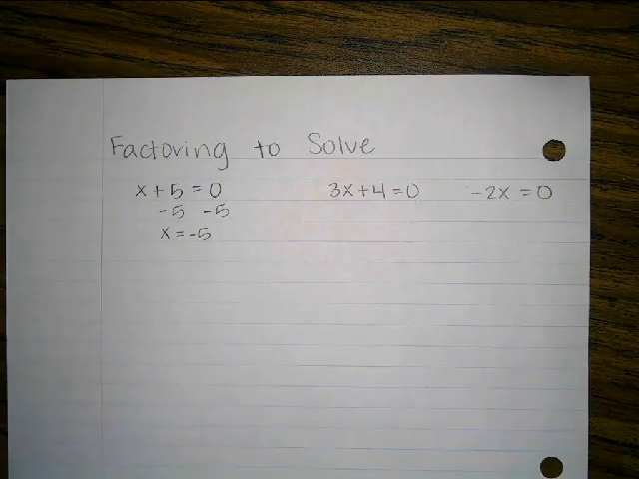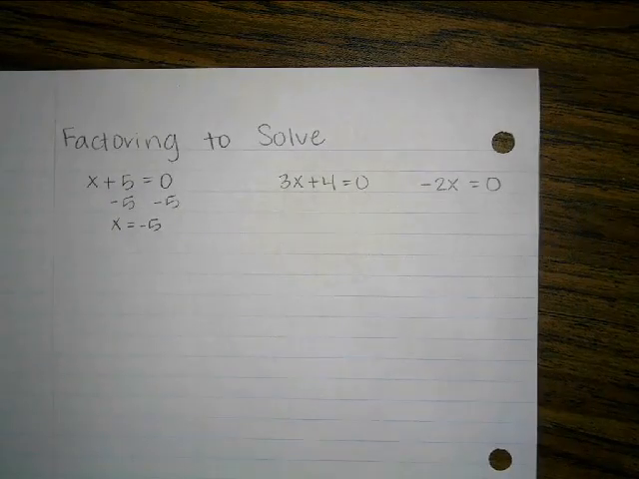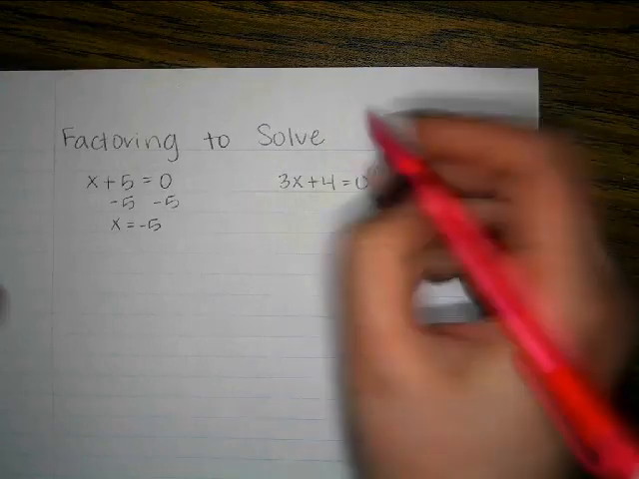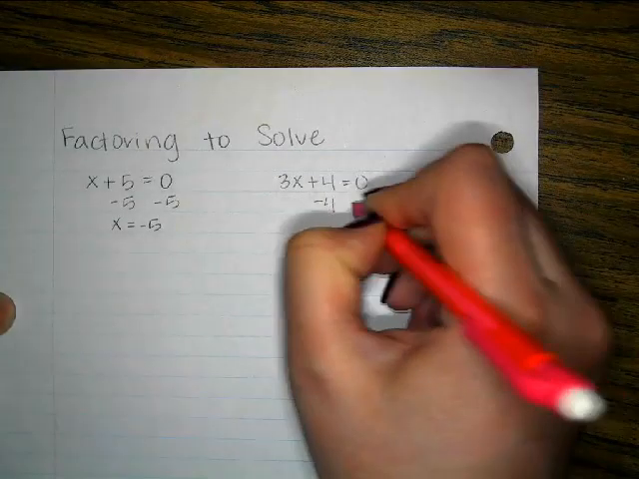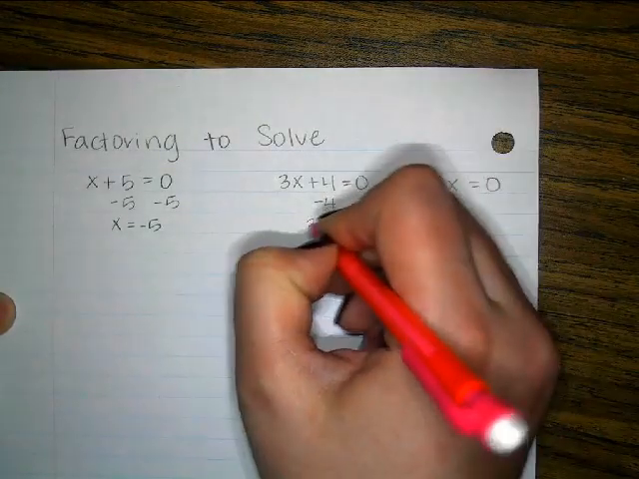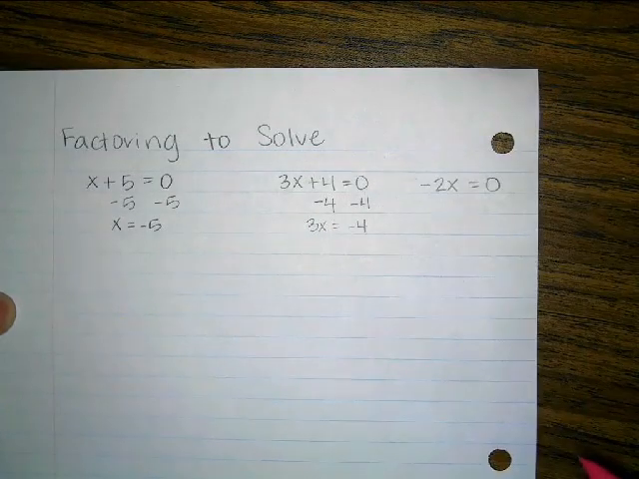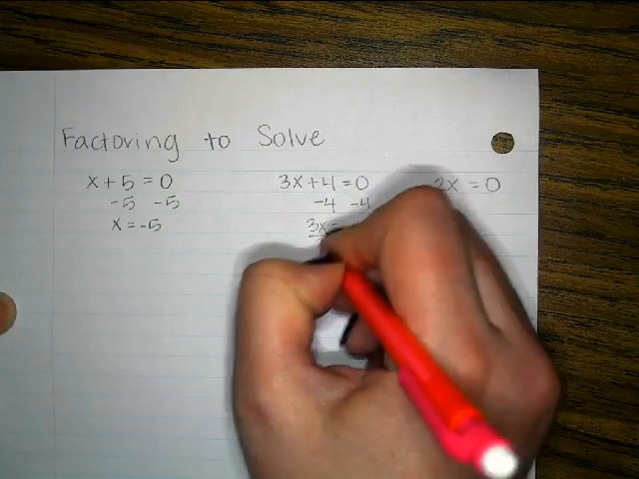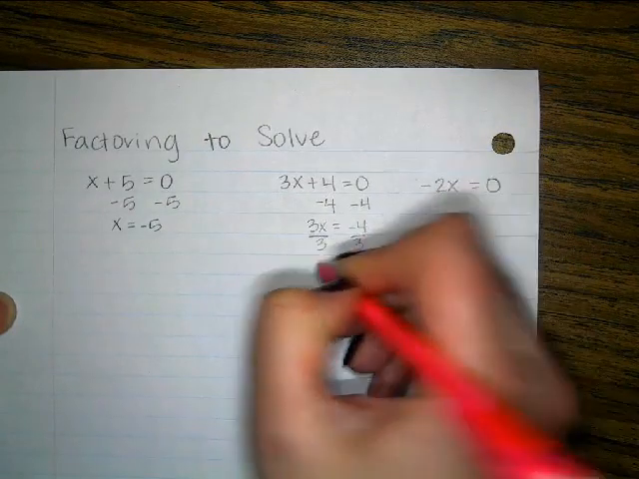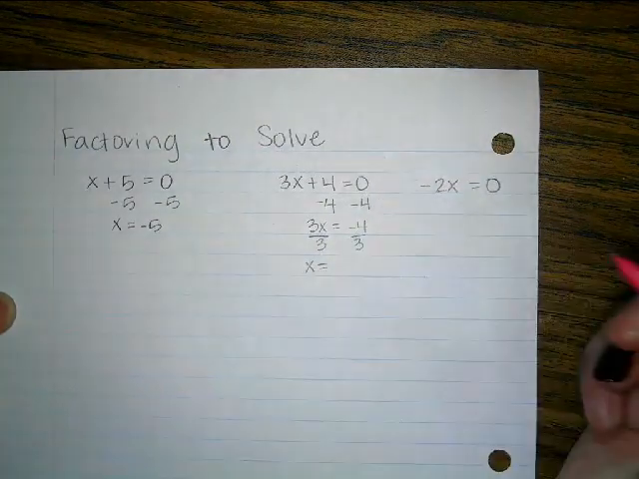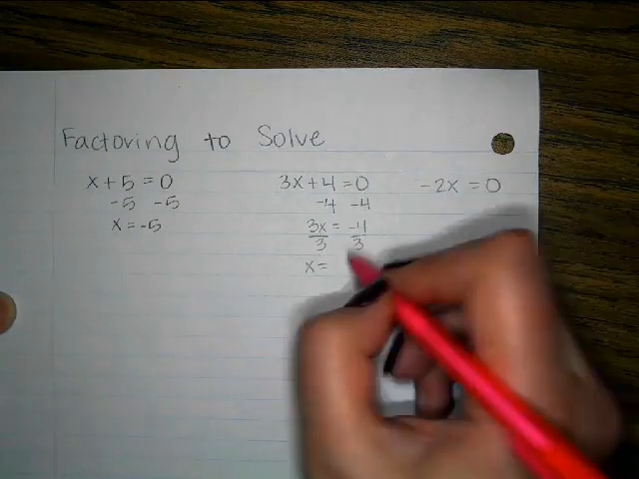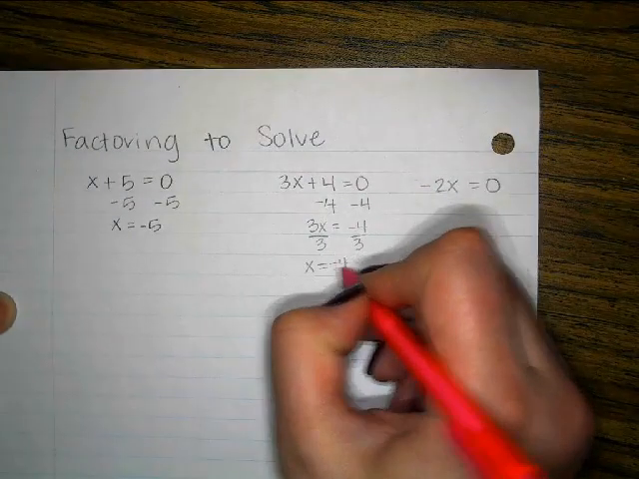For the next one, if I want to get the x alone, what would I do? I would minus the 4 first. I would get 3x equals negative 4. And then what would I do? Divide by 3. And I would get x equals a fraction, and that fraction would be negative 4/3. Yep, this is not new yet.